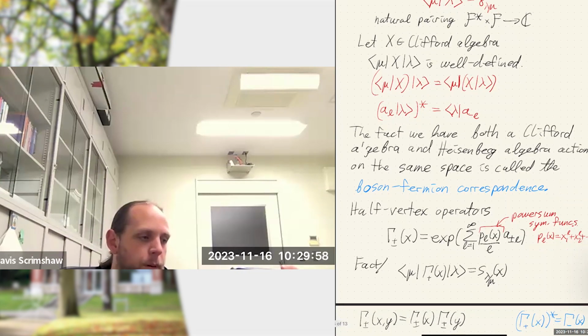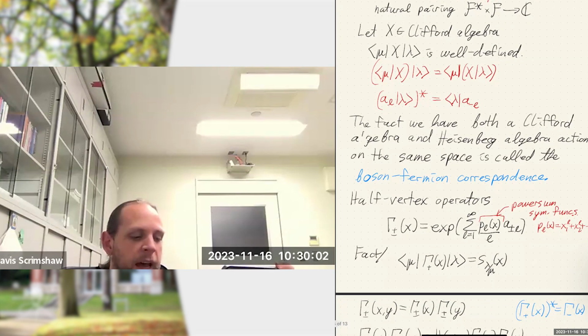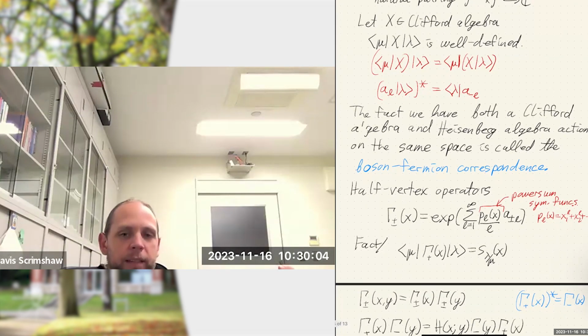And the fact that we have both this Clifford algebra action and the Heisenberg algebra action on the same space is essentially what's known as the boson-fermion correspondence.